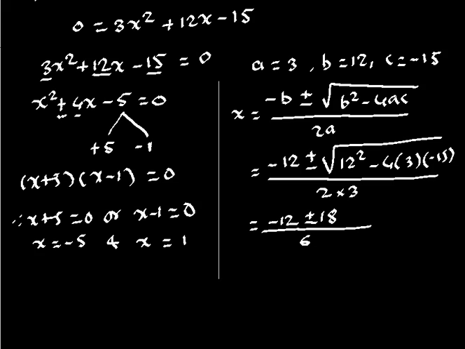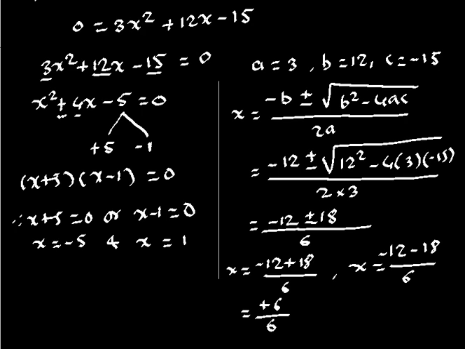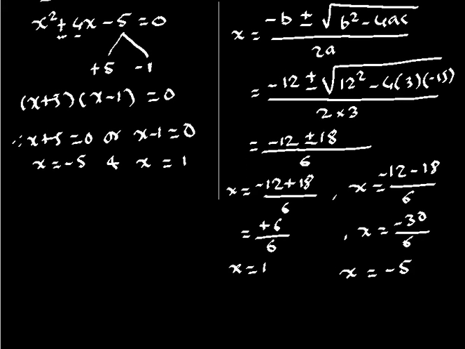Now here we make two values, x is equal to minus 12 plus 18 upon 6, this will be first value, first root, and x is equal to minus 12 minus 18 upon 6. So here it will be plus 6 upon 6, so x is equal to 1, and here x is equal to minus 30 upon 6, so x will be equal to minus 5. So we get the same values, see these values remain the same, but the method is different. You can choose anyone, whichever you find convenient.